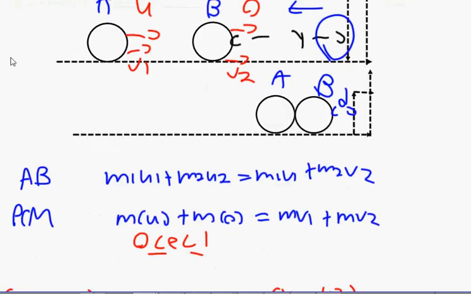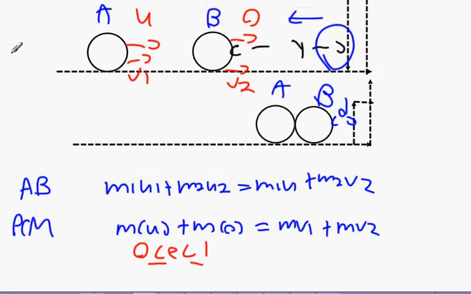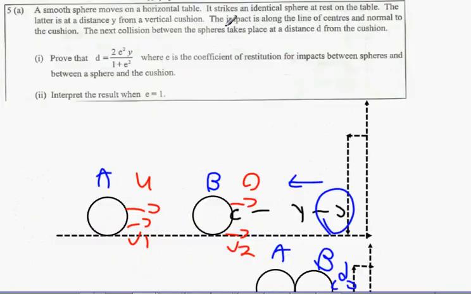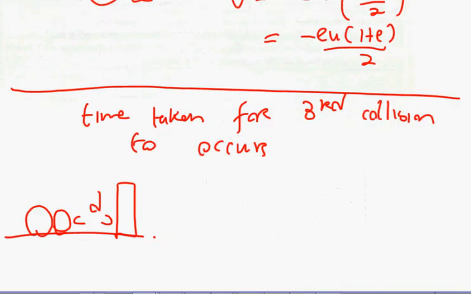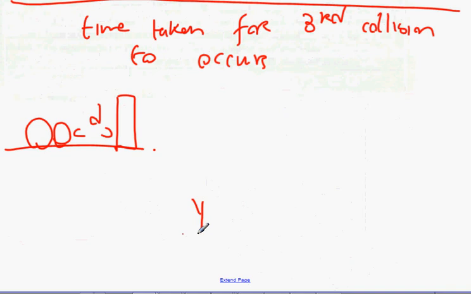The other collision took place at, okay, let me see. Okay, so this one took a distance of y. That went to travel a distance of y, and then it came back. So the first time is going to be y over v2. So we're going to have y over v2, which is going to be the time it took to hit the cushion.